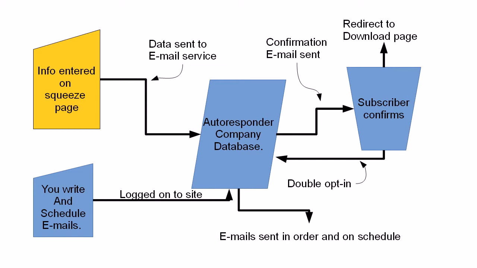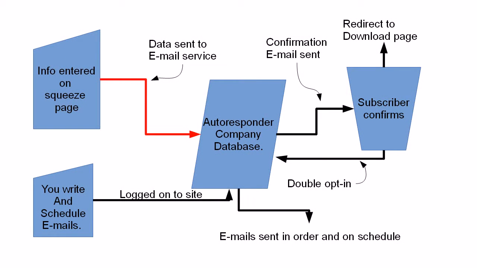In this video, I want to talk you through the different types of email service, which is also known as an autoresponder service. But before I do, let me just talk you through how the whole system works. What happens is somebody comes to your Squeeze page and they enter their information, normally their first name and their email address, into the box on your Squeeze page.